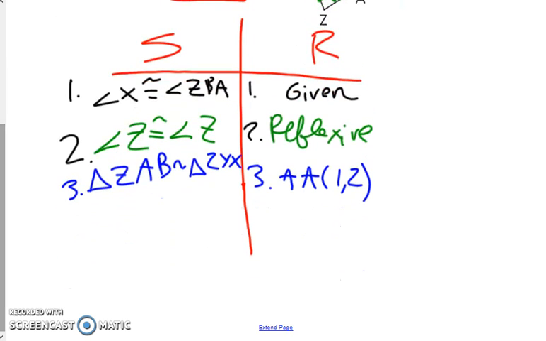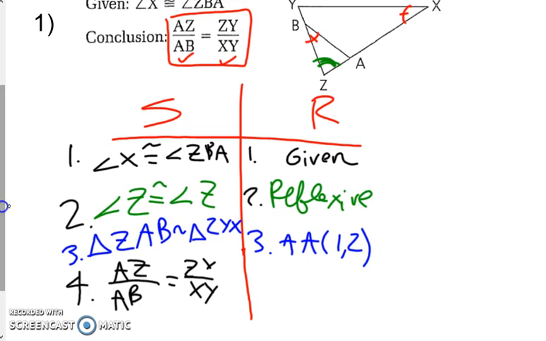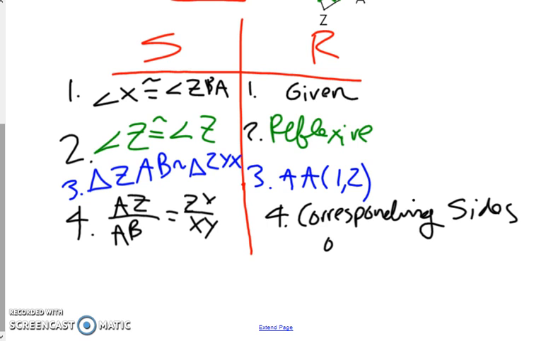This last step is the new part. And it allows us to conclude what we're trying to prove, which is that AZ over AB is equal to ZY over XY. And the reason that we can set up this proportion is corresponding sides of similar triangles are proportional. Since the triangles are similar, the sides must be proportional. So this is that new reason there.